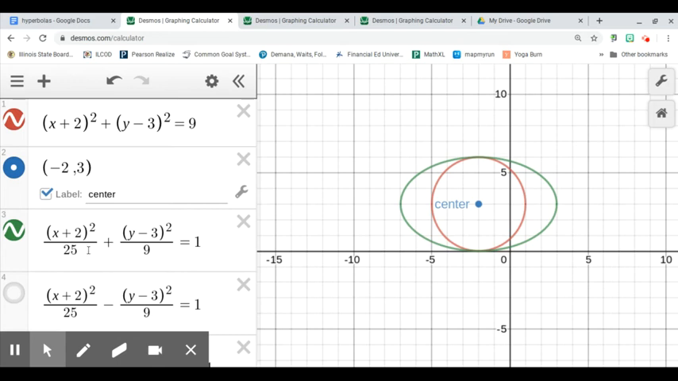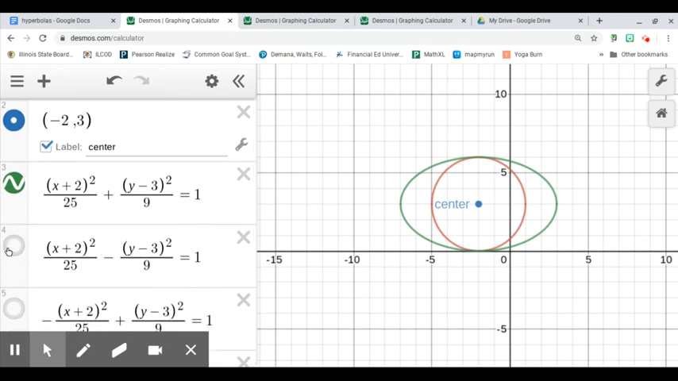Because the bigger number is underneath the x squared part, so 25 is obviously larger than 9, and it's underneath x squared, that's how I know without looking at the graph that this ellipse is going to be oriented horizontally. All right, so let me show you something cool here.